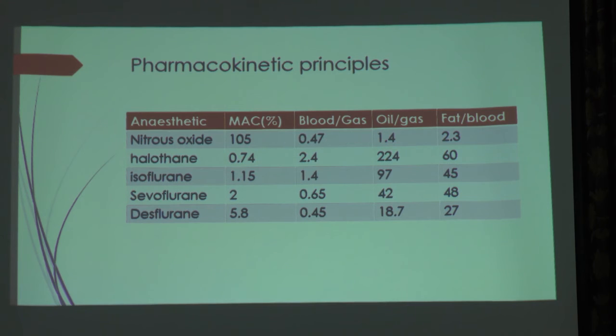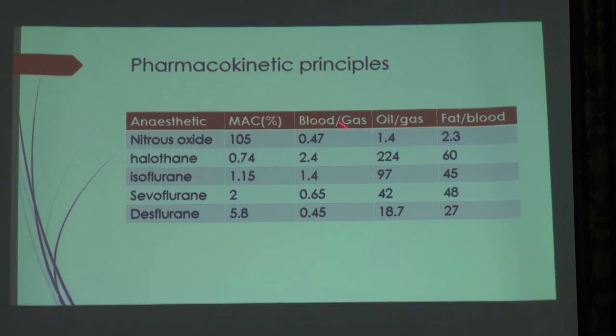So then you find that the ones that have a smaller blood gas coefficient will induce anesthesia faster. So if you compare sevoflurane to halothane, sevoflurane will induce anesthesia faster. Theoretically, desflurane and isoflurane should also do the same, but the problem is that desflurane and isoflurane are irritants, so you won't even get there. The patient will start having respiratory problems.